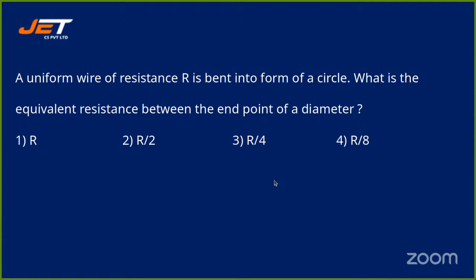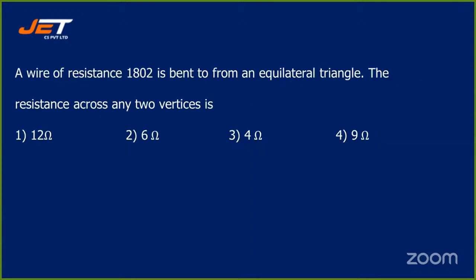There are points A and B. If you take a circular loop from starting to ending point, A and B will be the diameter points. On one side it will be R by 2, and on the other side it will be R by 2, right? The R by 2 and R by 2 are in parallel connection. So 1 by R EQ equals 2 by R plus 2 by R, which is 4 by R. So R EQ will be R by 4. Understood? Right. Next question.